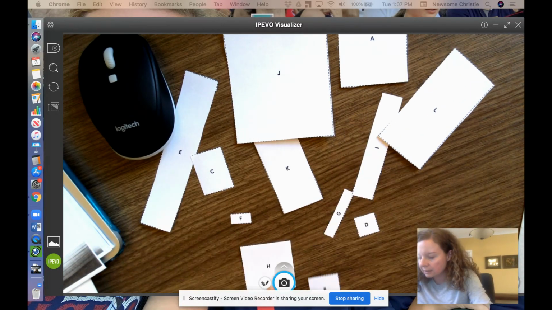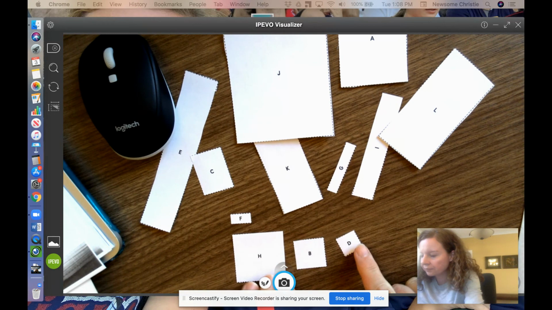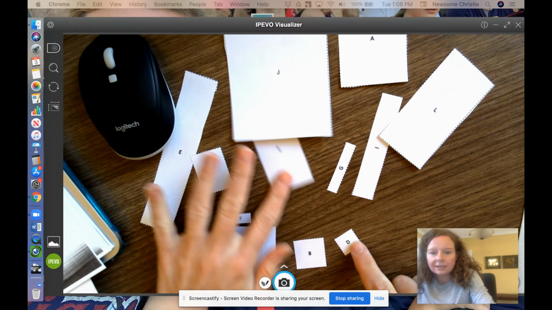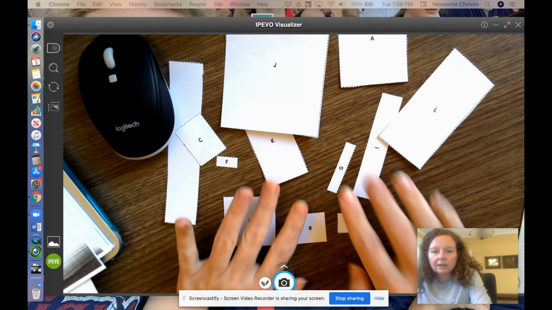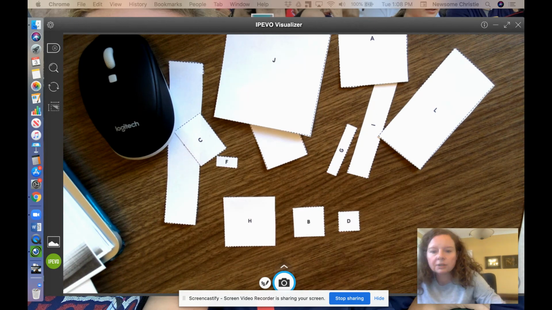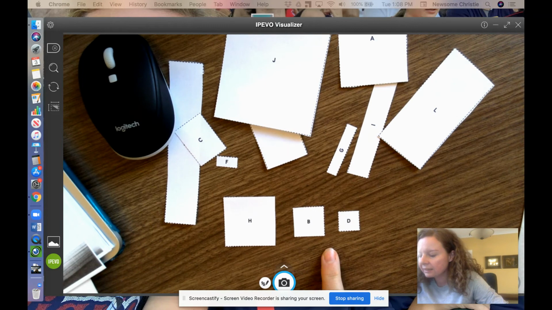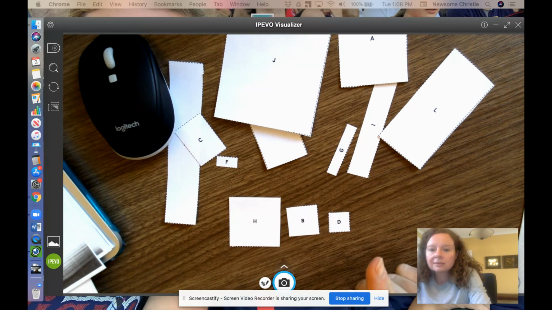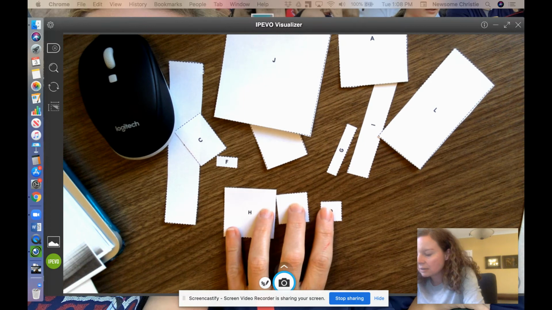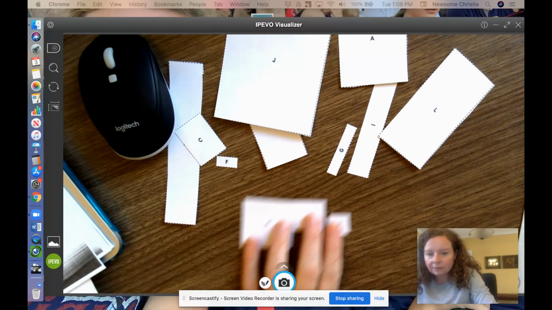So if I look at, let's see, I'm going to go with H. I'm sorting here from an H, B, and D. Okay, if you look at those three, to my eye, those three look like squares. And I'm thinking that they are all squares. And so I think these three shapes are similar. Same shape, but different sizes. So I'm going to group those together in a set of three.